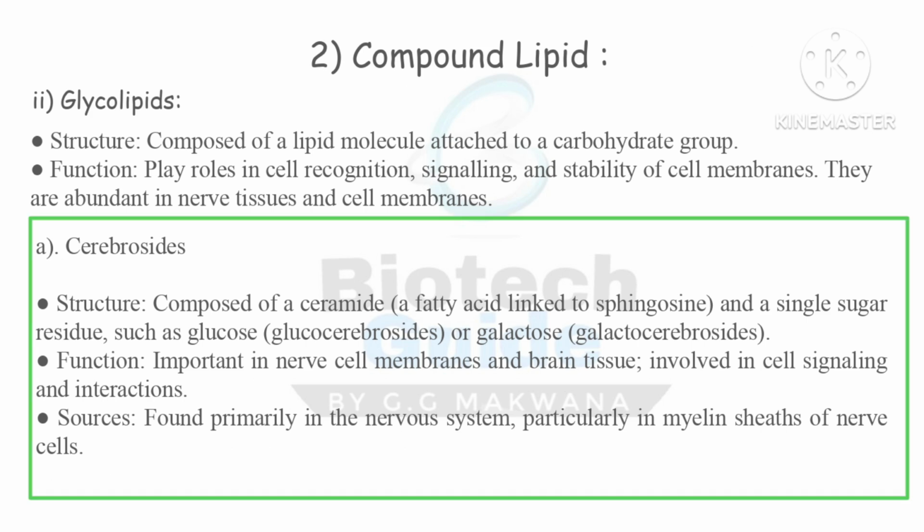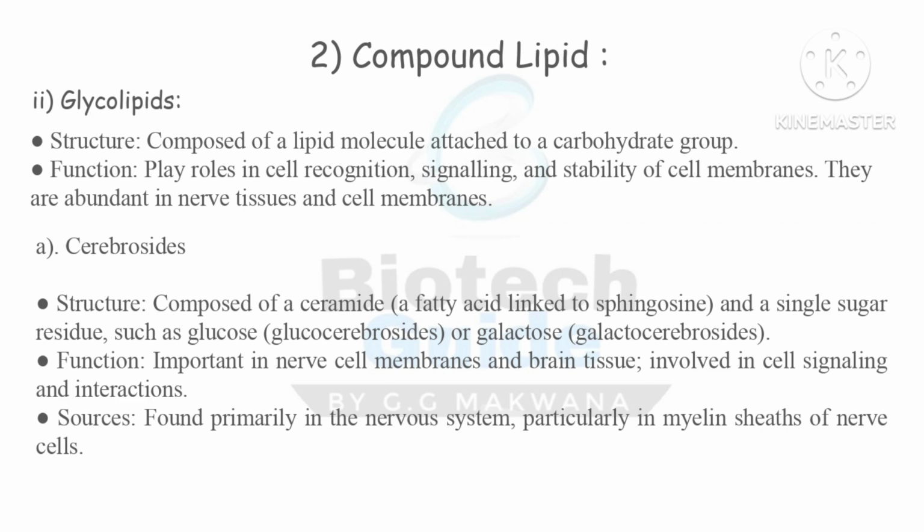First, cerebroside. Structure is mainly composed of a ceramide group. That's why the name suggests cerebrosides. Ceramide is a fatty acid linked to a sphingosine molecule, and a single sugar residue such as glucose. If glucose is present, it is also known as glucocerebrosides, and if galactose is present, it is known as galactocerebrosides. Function is mainly important in nerve cell membrane and brain tissue, involved in cell signaling and interaction. Sources are found primarily in the nervous system, particularly in the myelin sheath of a nerve cell. So this is the important cerebroside, which is mainly present in the myelin sheath of a nerve cell.